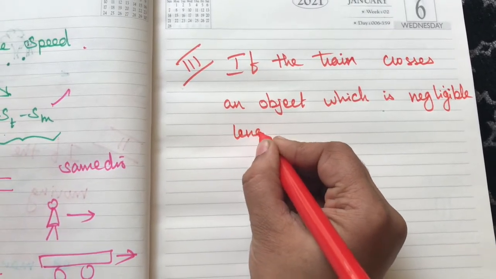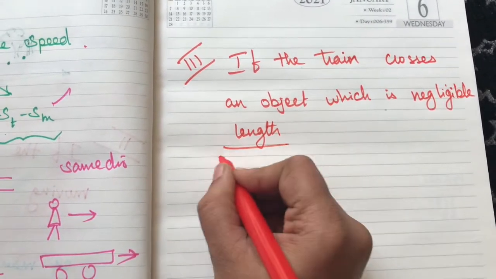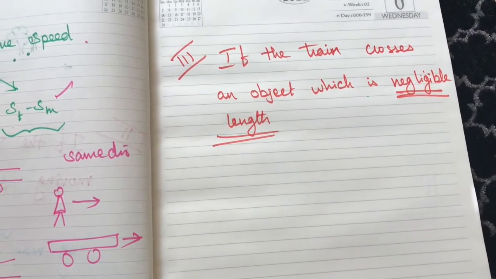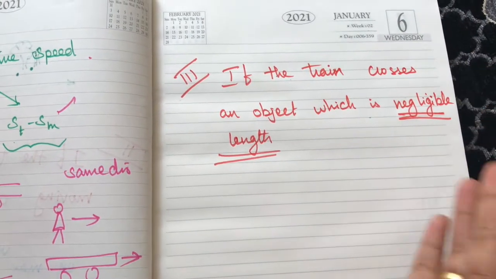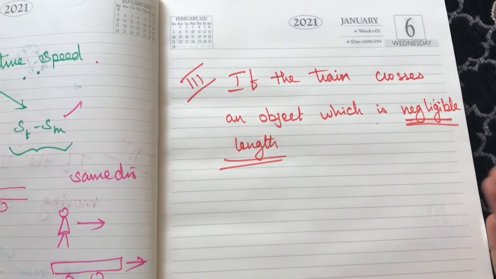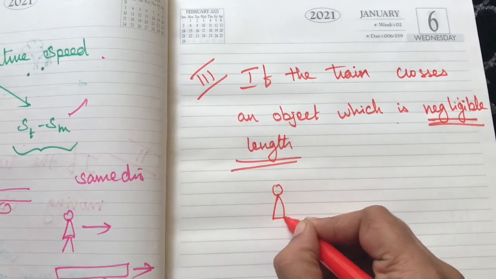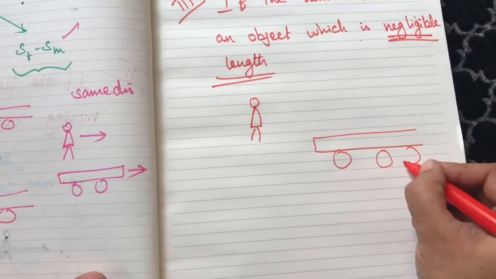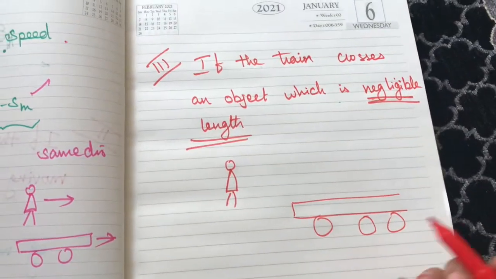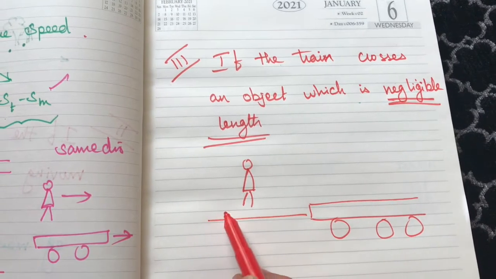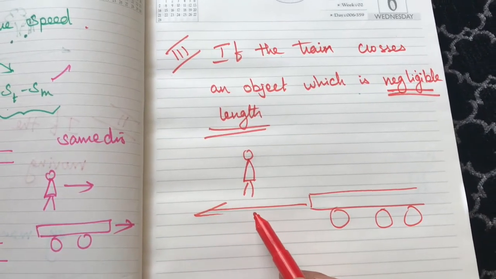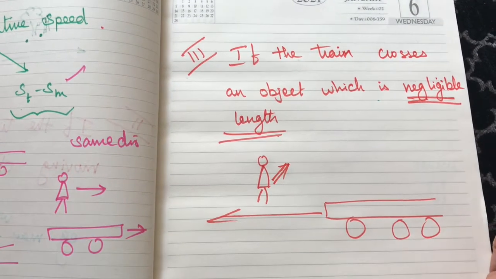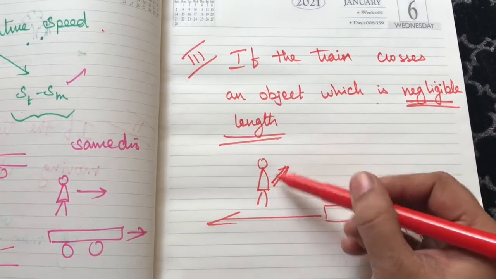Negligible length, okay. So this is the main thing. Negligible length means we can't compare that length with the train, like a man and a train. In this case you can easily say that the train easily crosses the man, right? So this man has negligible length. We can't compare this length to the train.